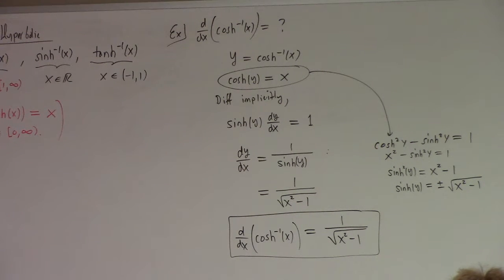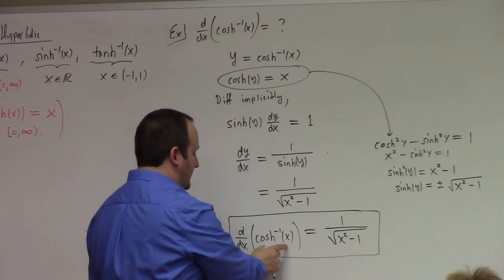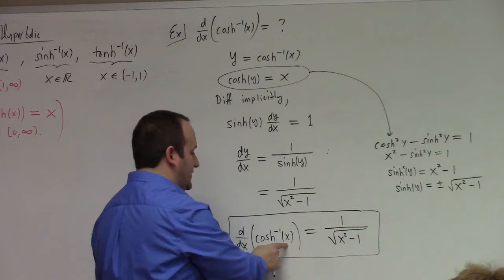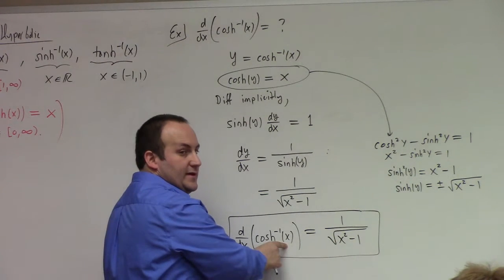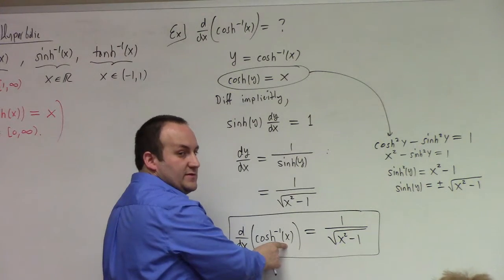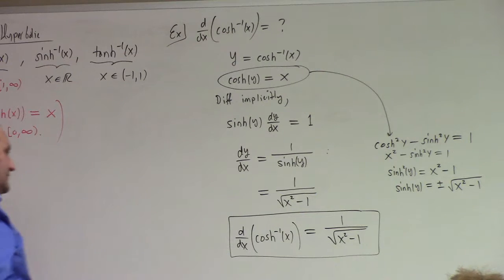Other questions? Yes, sir. How did you get cosh squared y to be positive when you subtract it? Right, it's because this inverse hyperbolic cosine is an increasing function, because hyperbolic cosine for non-negative inputs is also increasing. So the inverse function must be increasing if the function's increasing, and that's the case.